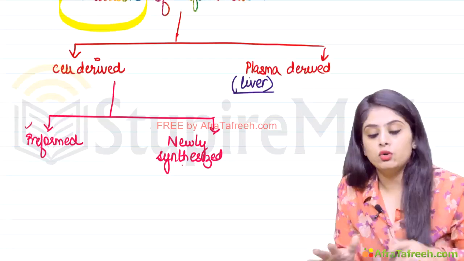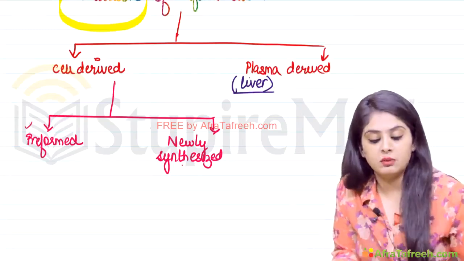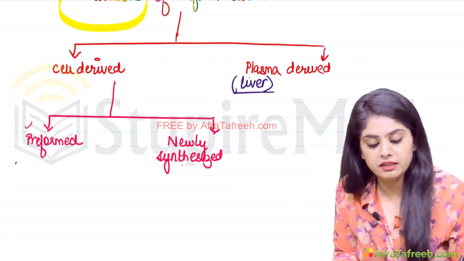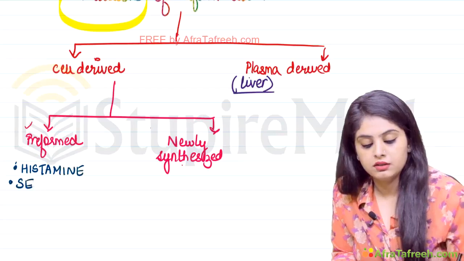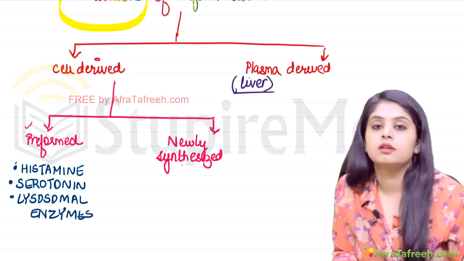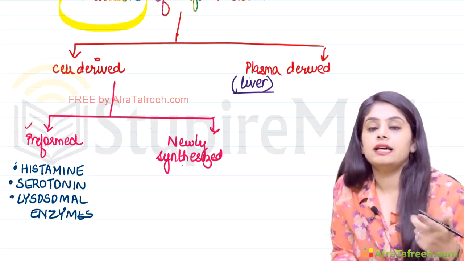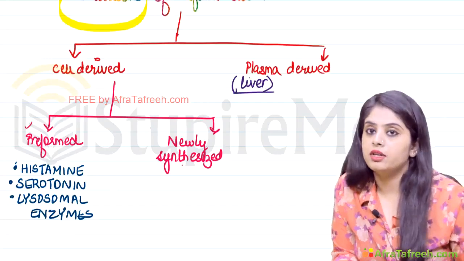Now, once we have this broad overview, what we need to know next is the list of examples. Preformed mediators include histamine, serotonin, and lysosomal enzymes. So histamine, serotonin and lysosomal enzymes are preformed mediators, always present in our body.